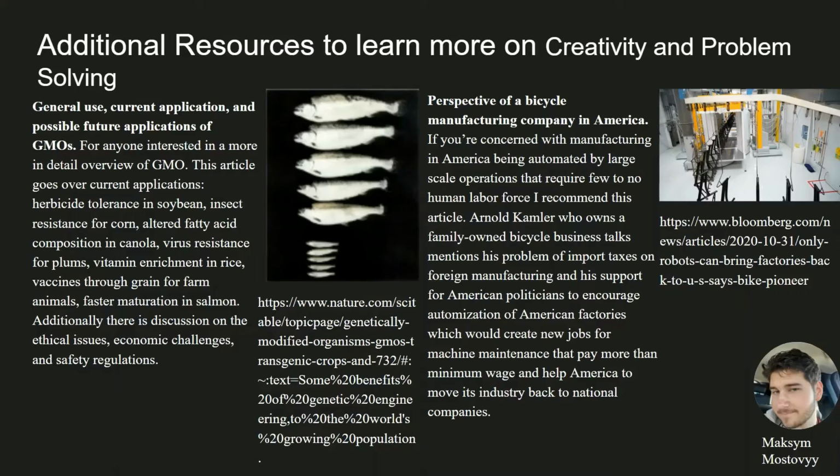talks about his problems of import taxes on foreign manufacturing, and instead of just taxing foreign importations, he recommends supporting the automation of American factories, which will create new jobs for machine maintenance that pay more than minimum wage and help America move its industry back to national companies as well.